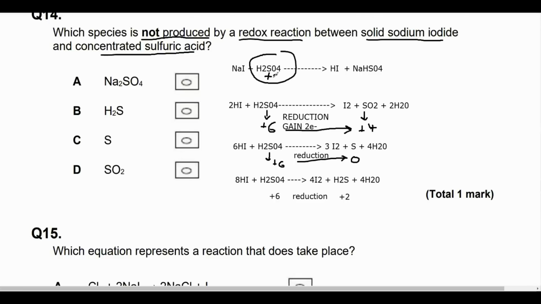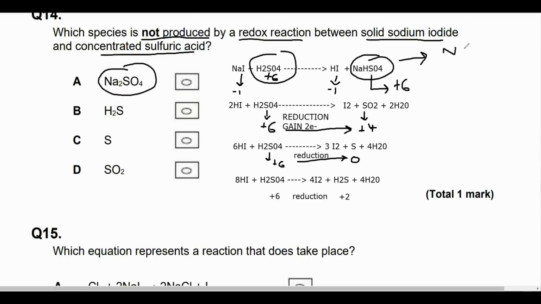So all of these are reduction. However, in that first reaction, you can see the sulfur is at +6, and then in sodium hydrogen sulfate, or in answer A, the sulfur is still +6. So there has been no redox reaction taking place in reaction A. So what can we say about the answers here? A, B, C, and D.